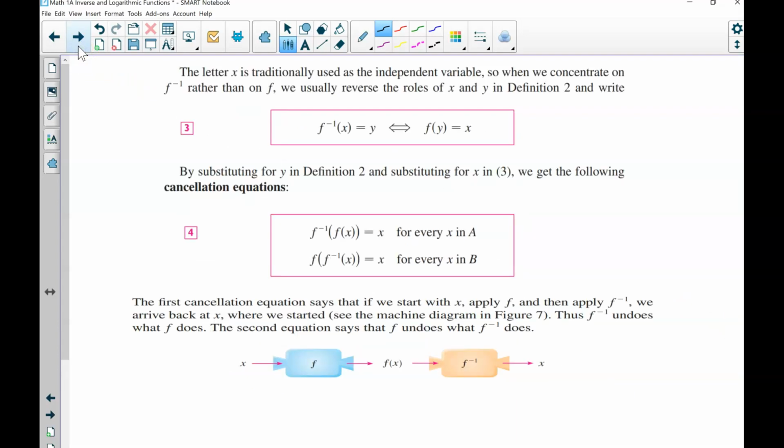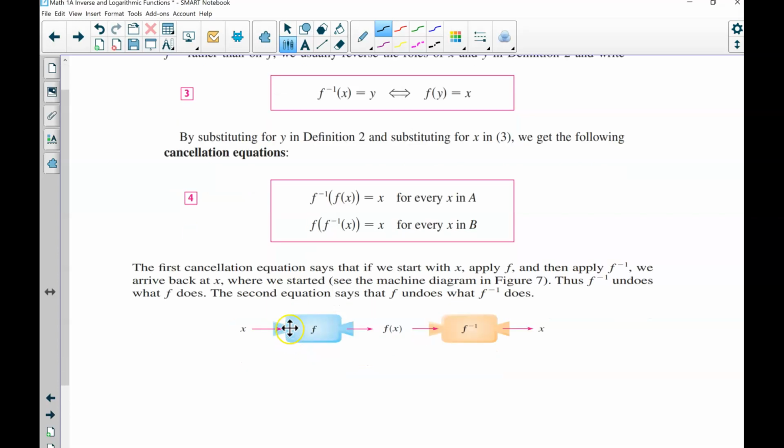Now, the letter x is traditionally used as an independent variable, so when we concentrate on f inverse rather than on f, we usually reverse the roles of x and y in definition 2 and write the following. So f inverse of x is equal to y, which means f of y is equal to x. Now, by substituting for y in definition 2 and substituting for x in 3, we get the following cancellation equations. When f of x is the input for f inverse, it's equal to x for every x in A. And when f inverse of x is the input of the function f, that's equal to x for every x in B.